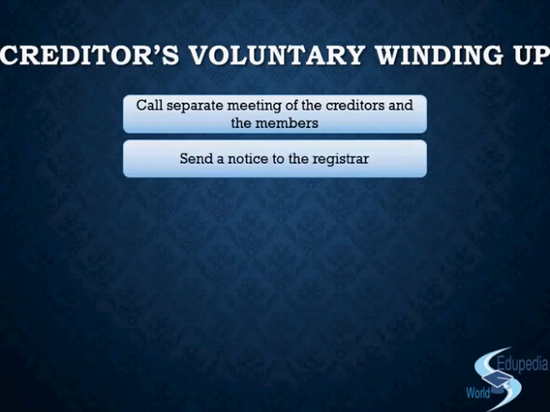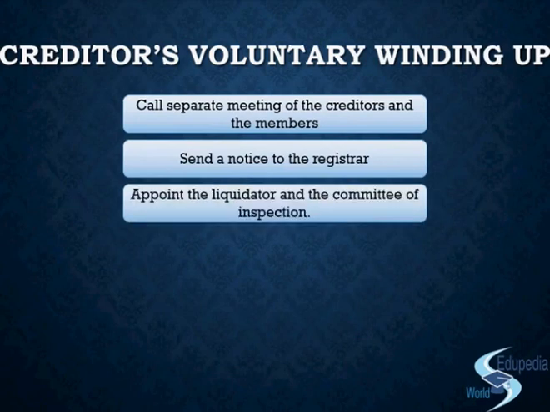Then we have to send a notice to the registrar. Yes, whenever the liquidator is appointed, the company sends a notice to the registrar. Then you have to appoint the liquidator and the committee of inspection. Now this is one point of difference that we have already seen: in members voluntary winding up, there's one specific thing that you find nowhere in creditors voluntary winding up, and that was the declaration of solvency given by the directors. Similarly, the committee of inspection is one thing that you will find only in creditors voluntary winding up and also in compulsory winding up, but not in members voluntary winding up.